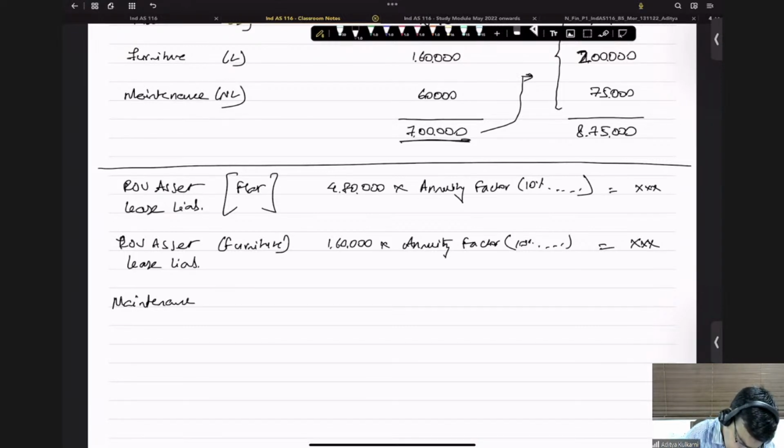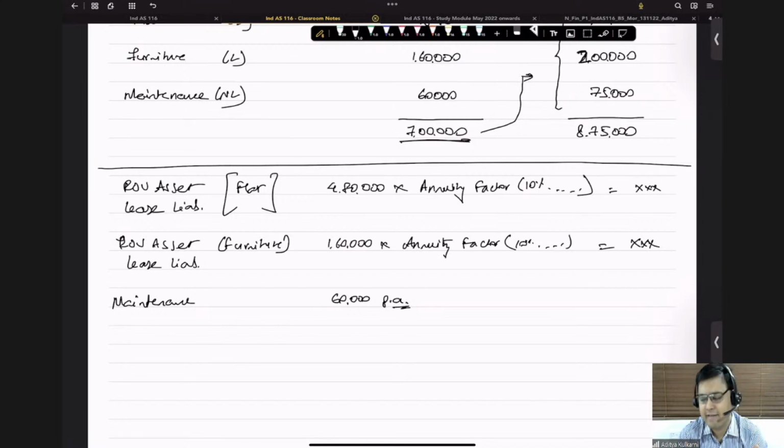Maintenance is 60,000 per annum. Will it be a lease component or a non-lease component? Sir, for a lease component, we need to have an identified asset in the first place. In this case, is there an identified asset? No, you do not control the clubhouse. You do not control the walking track. You do not control the society.